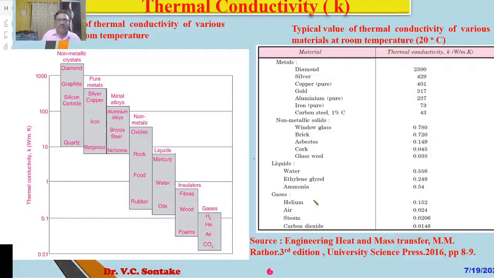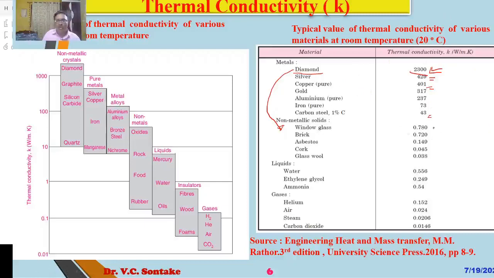So as you can see here in this chart, the diamond is having highest thermal conductivity. However, diamond is not metal. It is a non-metallic crystal. Then followed by silver, copper, gold, aluminium, iron, and carbon steels. So metals are having highest thermal conductivity with the exception of some non-metallic solids like diamond.